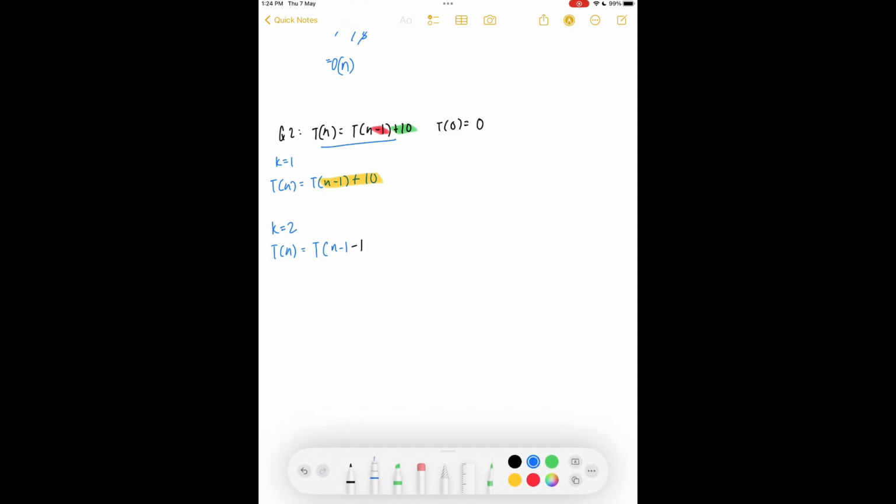Oh, where did my pen go? I'm going to minus 1 again, and then I'm going to plus 10, because this is what we have here. Just copy the same thing. Okay, next, I need to add 10.